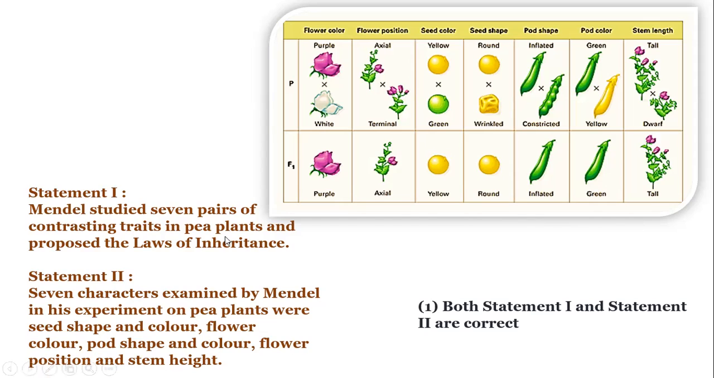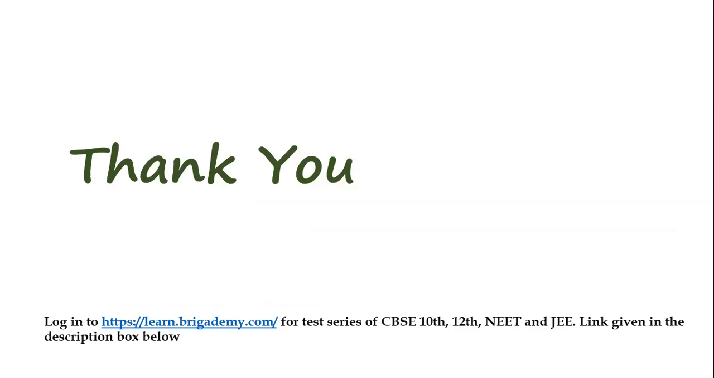That is, Mendel studied 7 pairs of contrasting traits in pea plants and proposed the laws of inheritance, right? And statement 2 has 7 characters examined by Mendel. Of course, pea plant where seed shape and color, which you can see here, and pod shape and color, which is here, and flower position, which is axial and terminal as discussed, and the stem height, which is the height of the plant. So both the statements are correct and you have to select option number 1, right? Fine, so that is the answer.